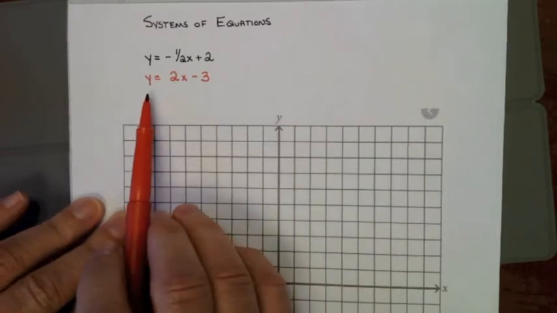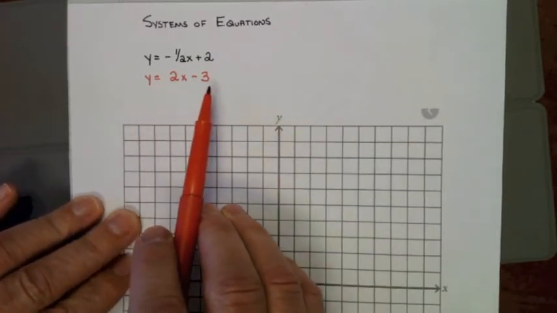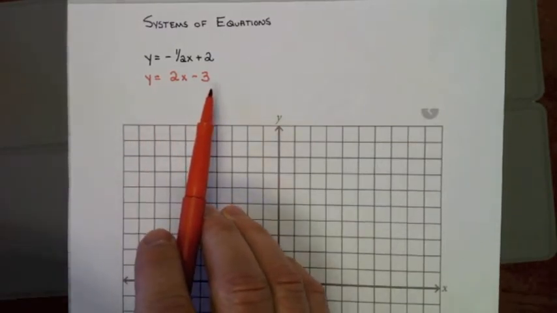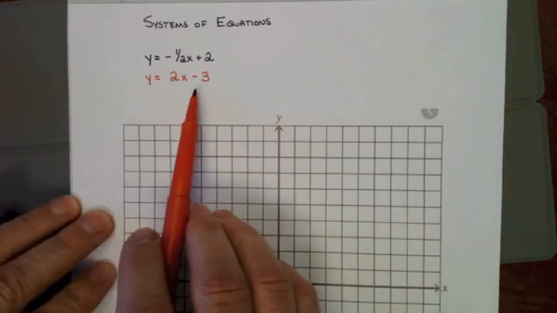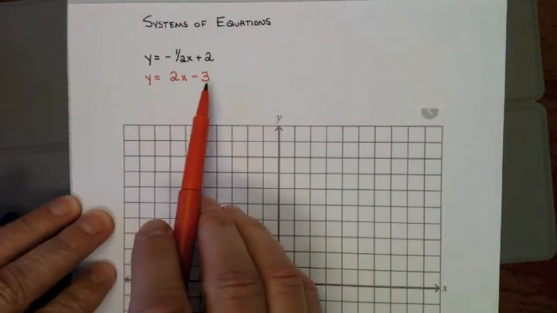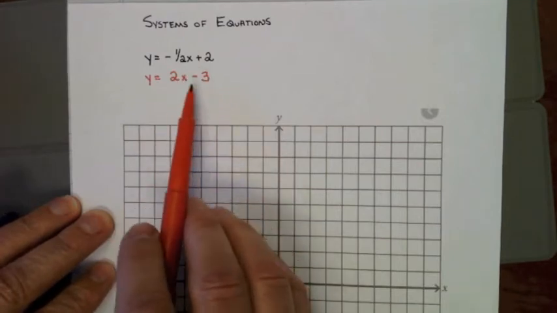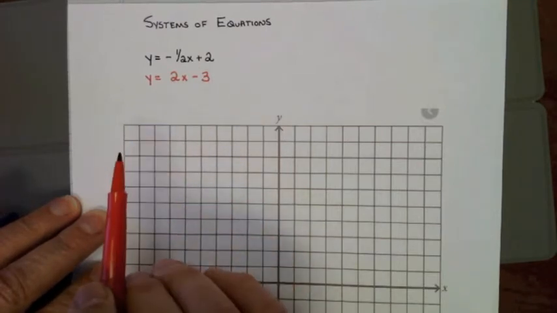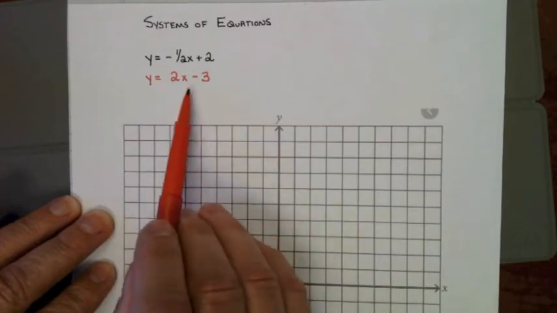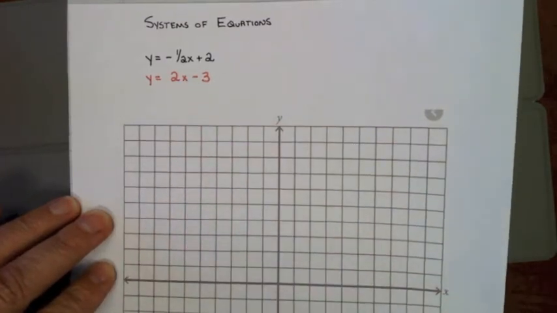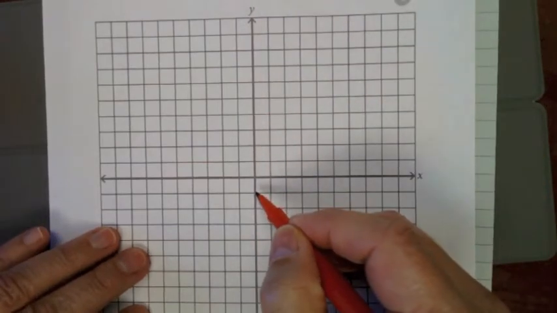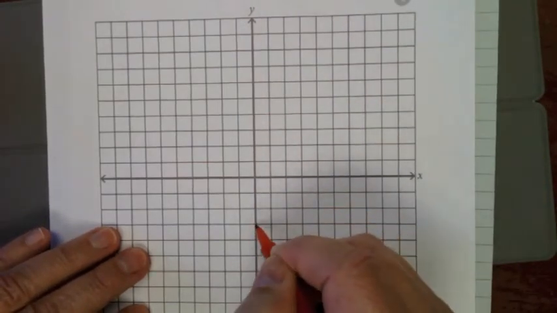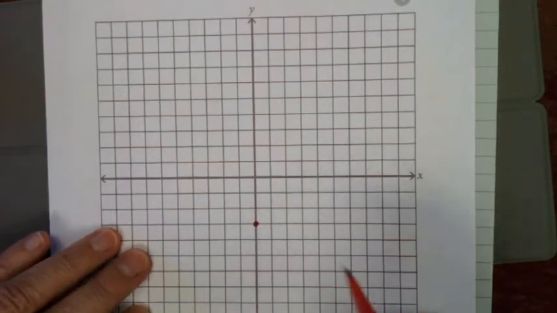Now, first thing you need to do is look and see what form it is. The form is going to determine how you're going to graph this. This is y is equal to 2x minus 3. That's in slope-intercept form. That means I'm going to use the y-intercept and then the slope to graph this. The y-intercept is where I put my first point. So my first point is going to be on negative 3. So on the y-axis, I go down negative 3, 1, 2, 3, put my first point.